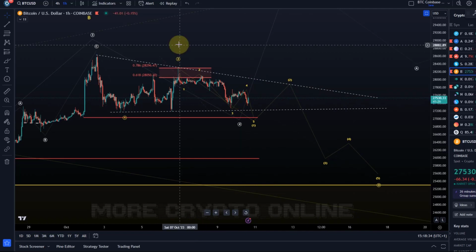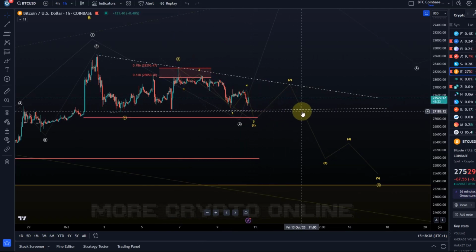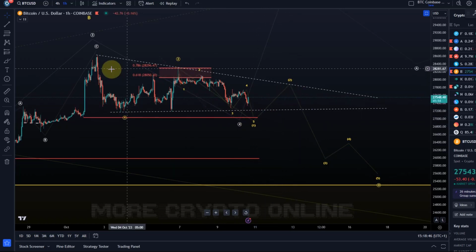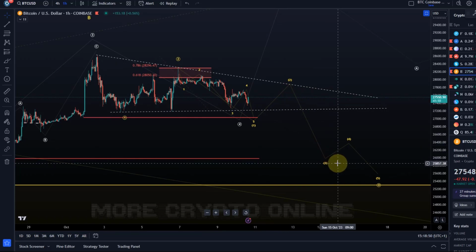My preferred option would be that Bitcoin is following here the yellow pathway, one more low in the region between 27K and 27.2K. Then a wave 2 pullback, which could increase the length and the time that Bitcoin is spending in this range, and then the party should start to the downside.